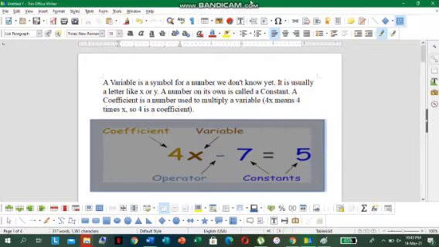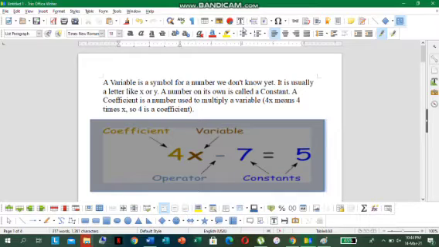Alright, good morning grade 5 students. Welcome back to another teaching and learning exercise. We are doing a quick revision on algebra. So we will start off with the definition of variable, coefficient, and constants.